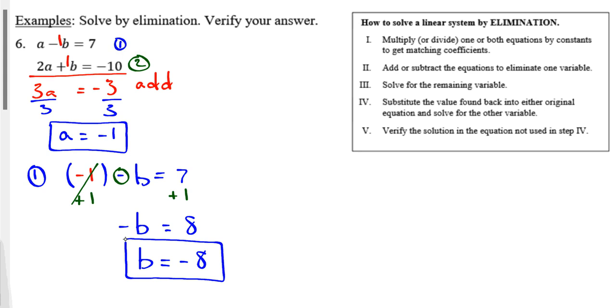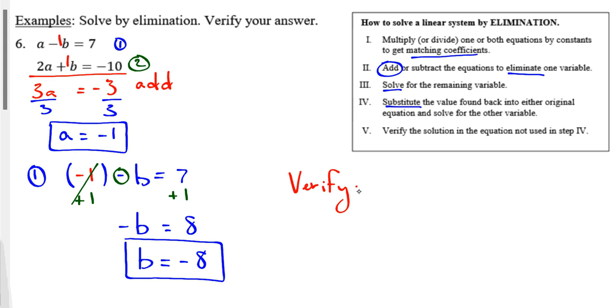Looking back at the procedure in the boxes on the right, we had the matching coefficients at the beginning, and so we added our equations in order to eliminate one of the variables. Then we went through and we solved for the remaining variable and got a equaling negative 1. And then we substituted that value into equation 1 to solve and get our second variable. Now we have one step to go, and that is to verify our solution.